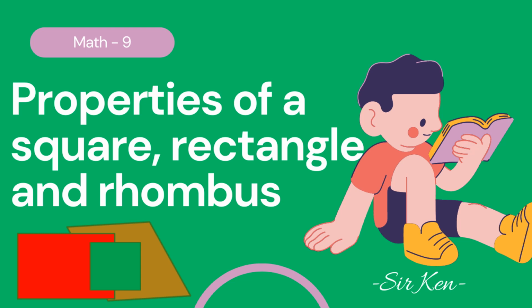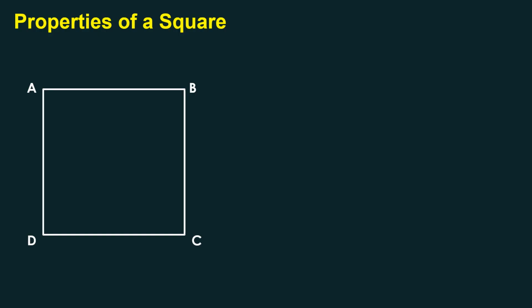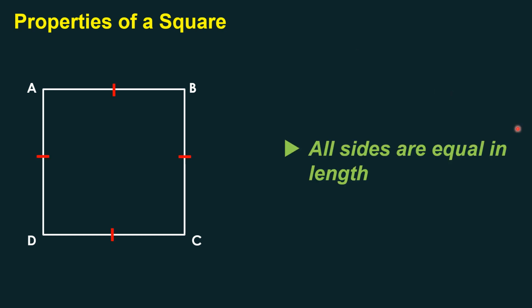Good day, class. Today we're going to talk about properties of a square, rectangle, and a rhombus. First property of a square. All sides are equal in length. That means that whatever the measurement of one side, like for example side AB here, would be the same for all the sides BC, CD, and DA.